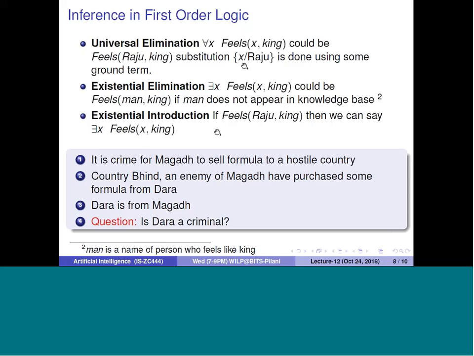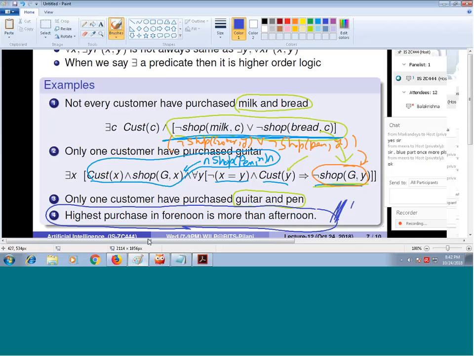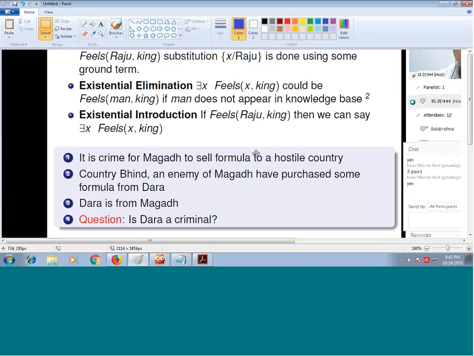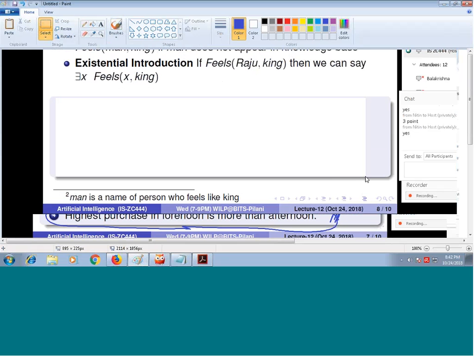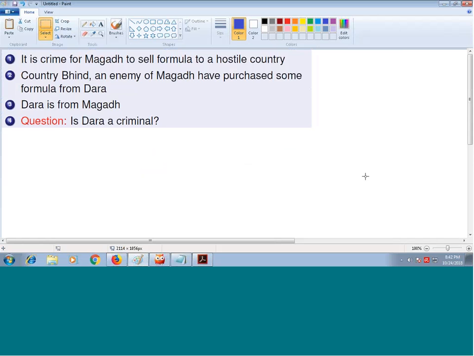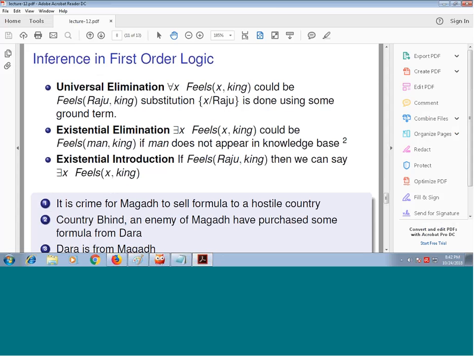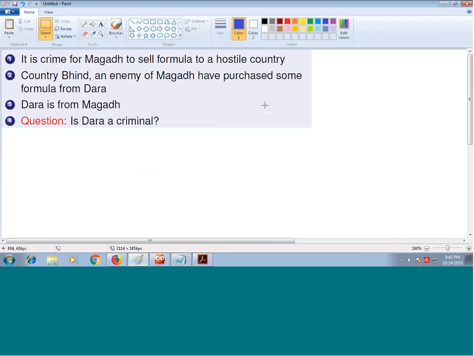If you started with the dummy and you reach the dummy, then you can put that there exists someone who feels king. So to give this a proper understanding, I have an example, and in light of this example we will see how we can go further. Okay, this is what the question is. We want to find out how we can go for the inference, and see how inference can be applied there.